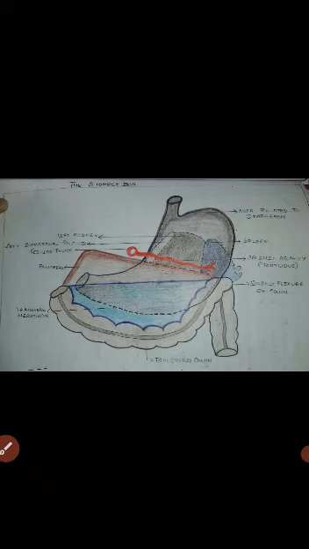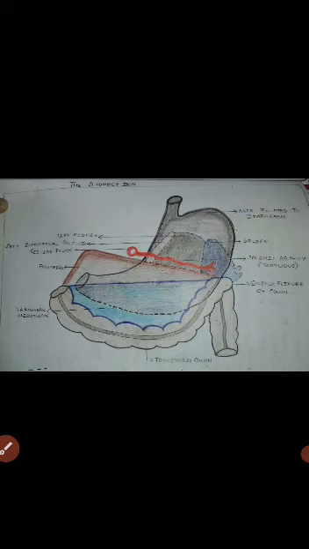Mucosa of the empty stomach is thrown into folds called gastric rugae. Gastric pits are also present, and the part of the lumen of stomach along the lesser curvature is called gastric canal or Magenstrasse. And this is all about mucosa of the stomach.